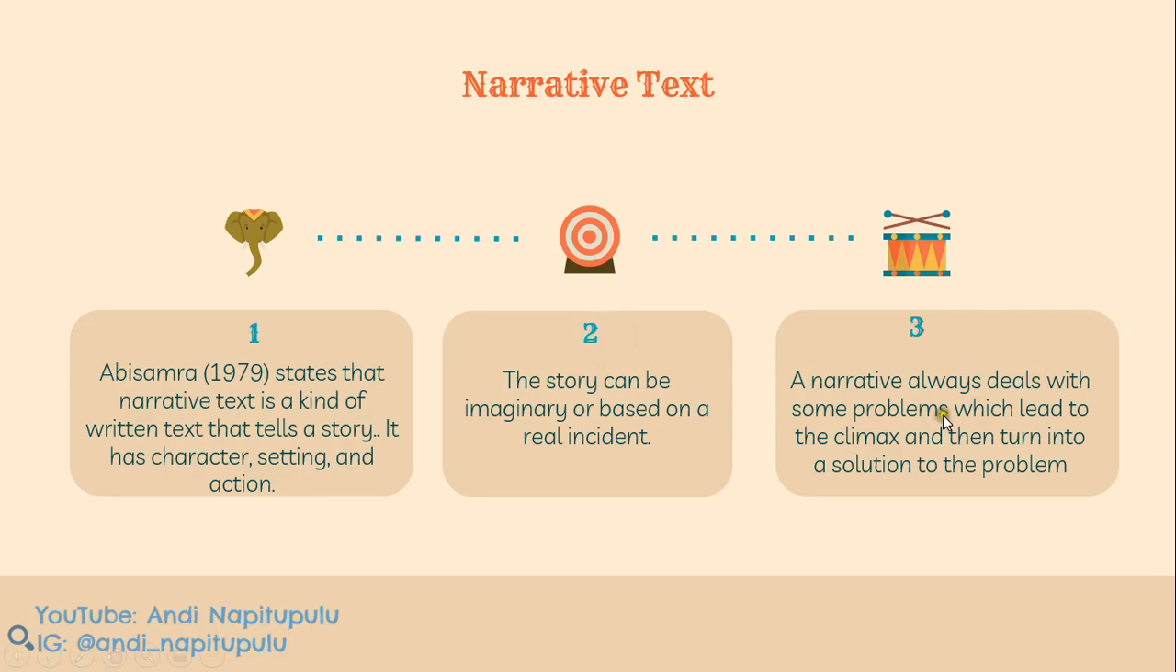Also, a narrative always deals with some problem which leads to the climax. Climax means there is a problem that gets solved at the end of the story, and then there is the solution to the problem. So these are the definition of narrative text. Remember, there's a character, setting, and action, and it is about your imagination story, or it can be based on a real incident, right? Why not? Okay, so let's go next.